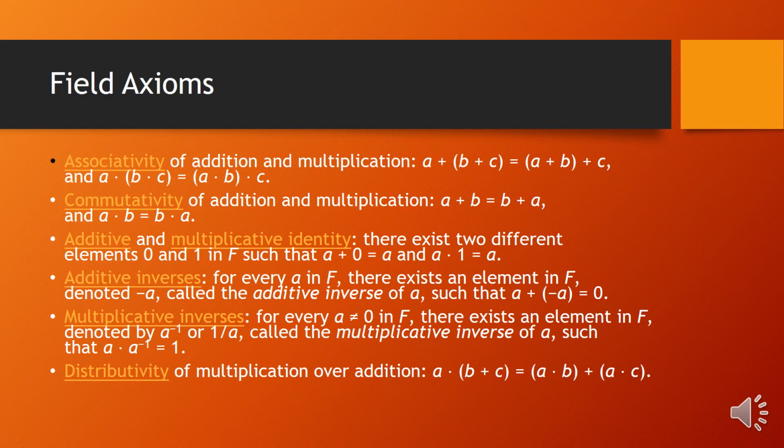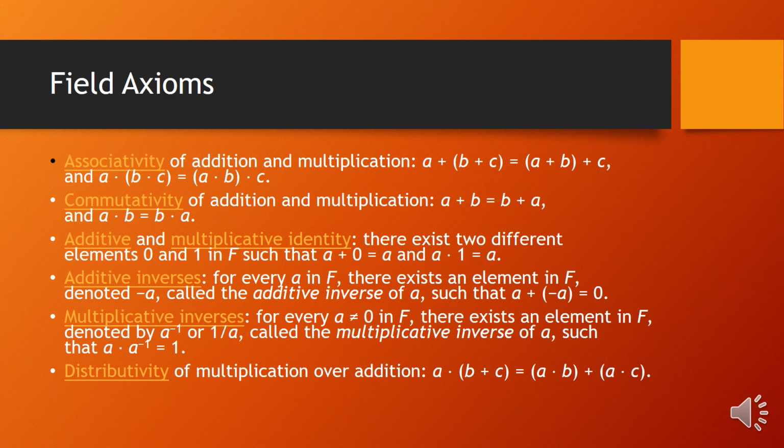Additive and multiplicative identity: there exist two different elements, 0 and 1, in F such that a + 0 = a and a × 1 = a. So that is for the identity property. Additive inverses: for every a in F, there exists an element in F denoted -a, called the additive inverse of a, such that a + (-a) = 0.